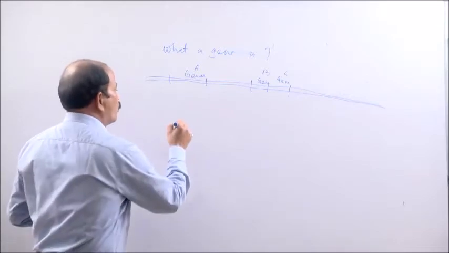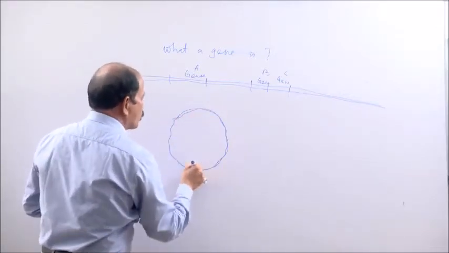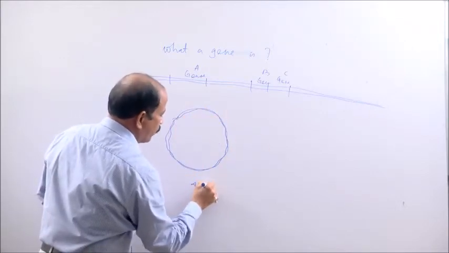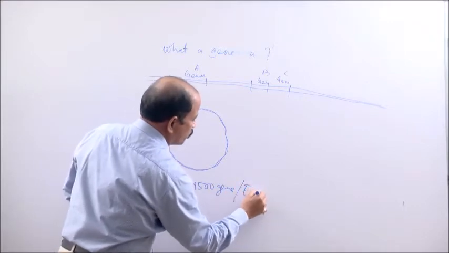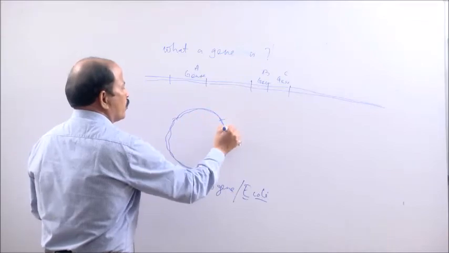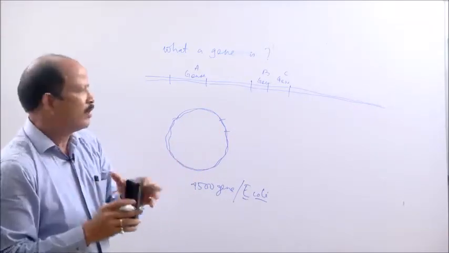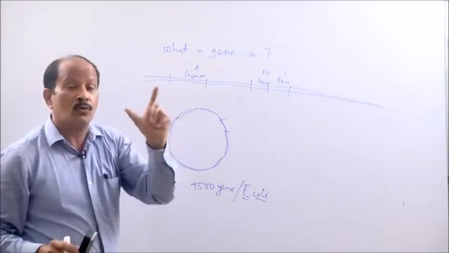Or if you look at the prokaryotic chromosome, it is already established there are 4,500 genes in the E. coli cell, Escherichia coli cell. So ultimately a gene, we are not specifying any particular gene, any gene may be a stretch of DNA, but this gene also has a structure.